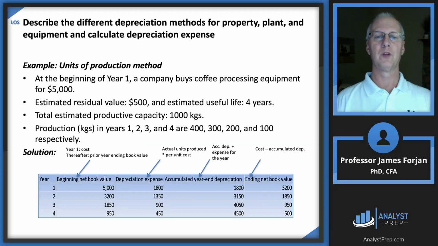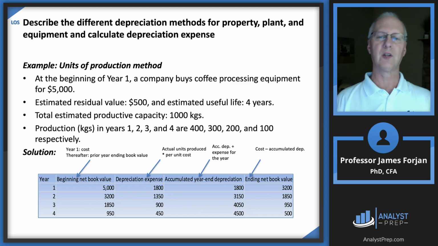All right, here's an example of the units of production method. Here's the coffee processing equipment for $5,000. Residual or salvage value $500, useful life 4 years. Now remember that if we use the straight line depreciation method or the double declining balance method, we really don't care about that next bullet point, the productive capacity of 1,000 kilograms of coffee. But now we want to attach that productivity to the depreciation expense. So notice that we've got 1,000 kilograms over the life, but each year it's going to be 400, 300, 200, and 100. So they sum to 1,000.